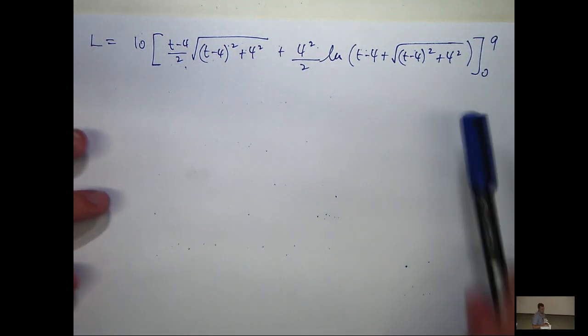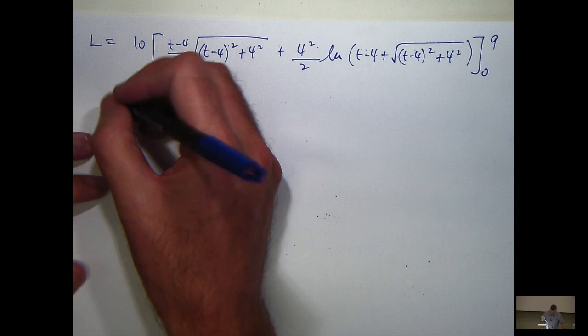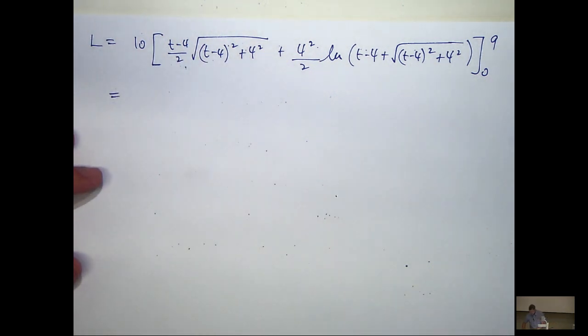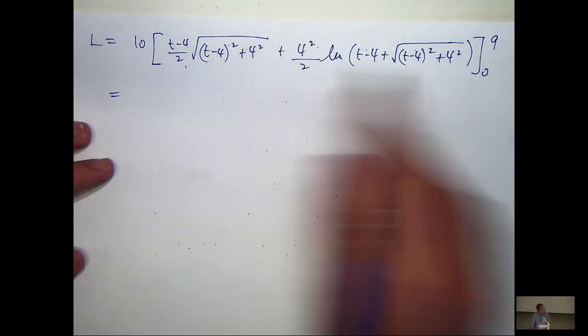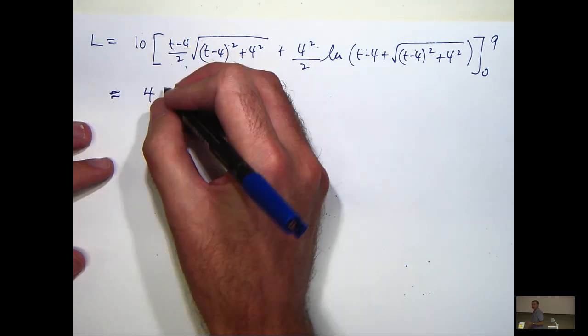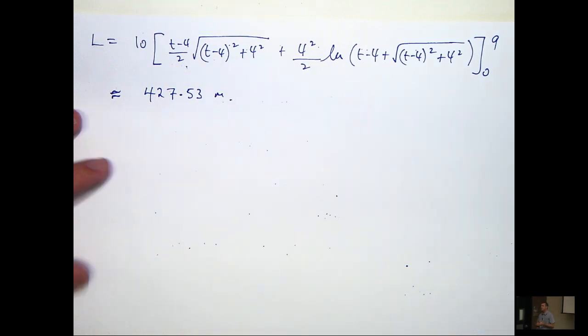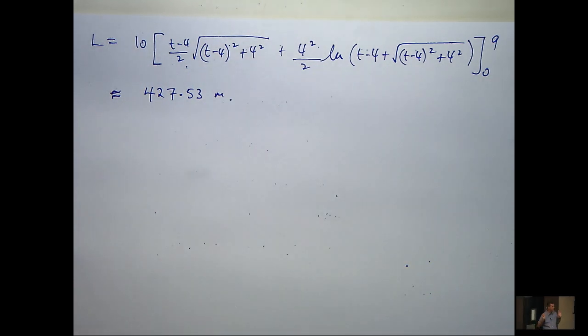And if you just sub in t equals 9 and t equals 0 carefully, when I subbed them in, I actually screwed up the calculation. So I was ready to email the director of first year saying there is a mistake in the answers. No, I made a mistake. So if you carefully do that, you will get approximately 427.53 meters.